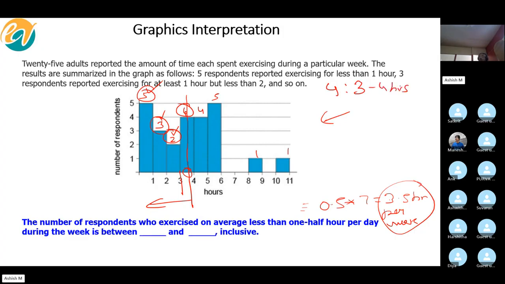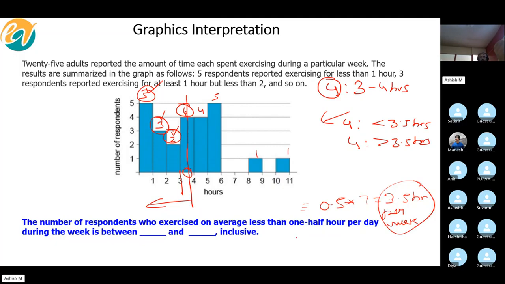Correct? But then if you look at it, all these 4 people could have exercised less than 3.5 hours. Very nice. At the other extreme, all the four could have exercised more than 3.5 hours. Are we clear, guys? Right?